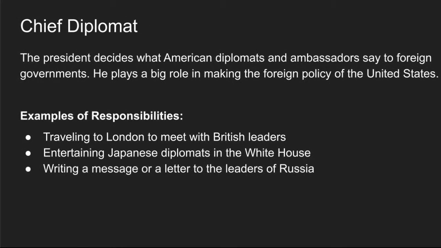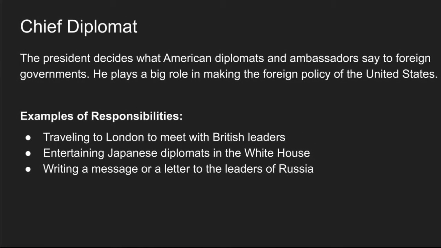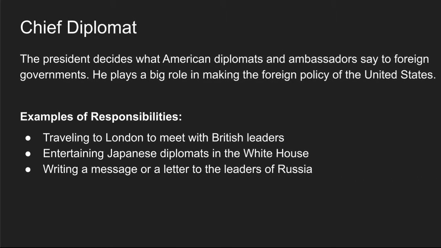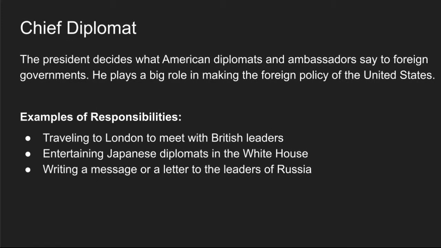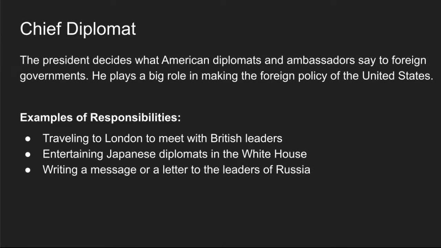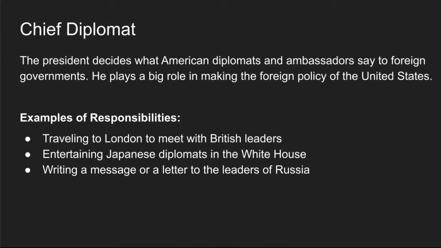The president decides what American diplomats and ambassadors say to foreign governments. He also creates the foreign policy with help from advisors and cabinet members. He may travel to London to meet with British leaders, or entertain Japanese diplomats in the White House, or write a message or letter to the leaders of Russia.